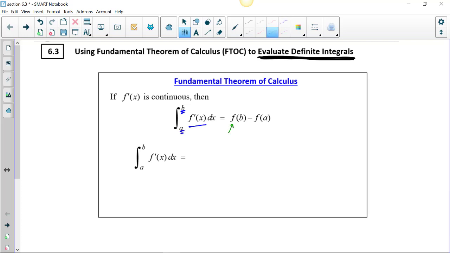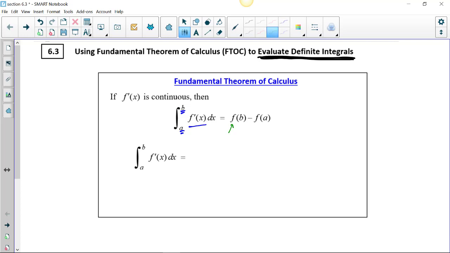And that's what we've been spending all this time on in section 6.2, finding that function. Then we can plug those values in. So when we do these, we're going to write an in-between step that's not seen when they just state the fundamental theorem of calculus, but it's basically what we're going to plug those limits of integration into.